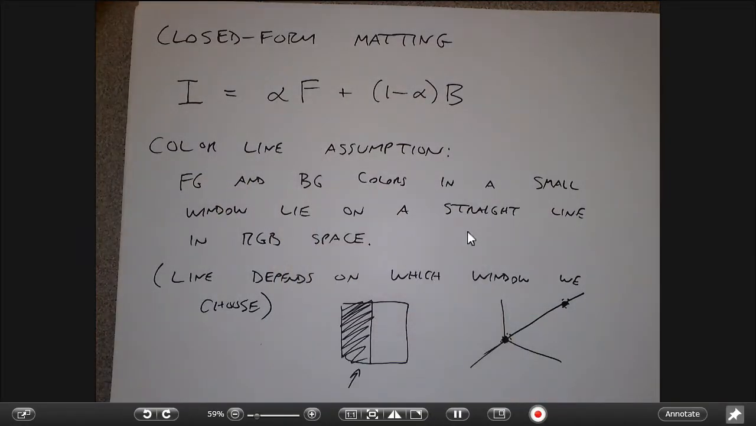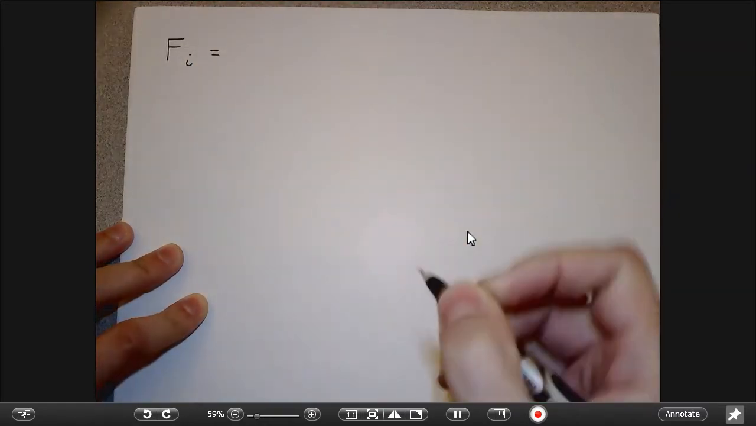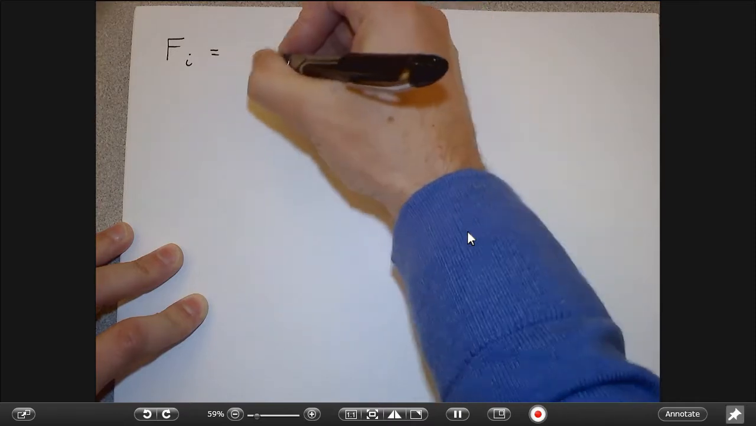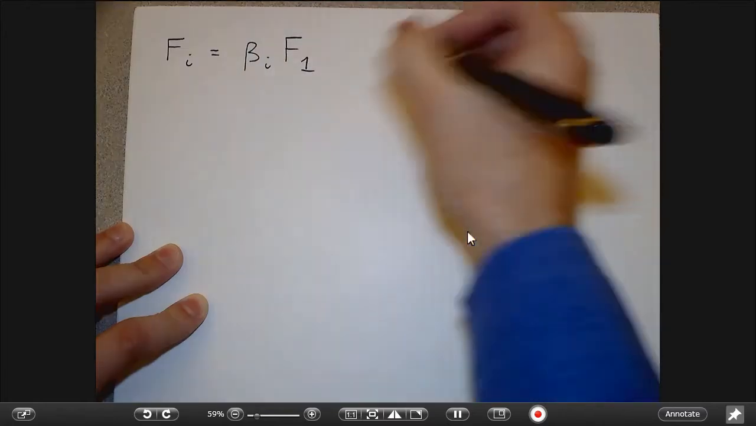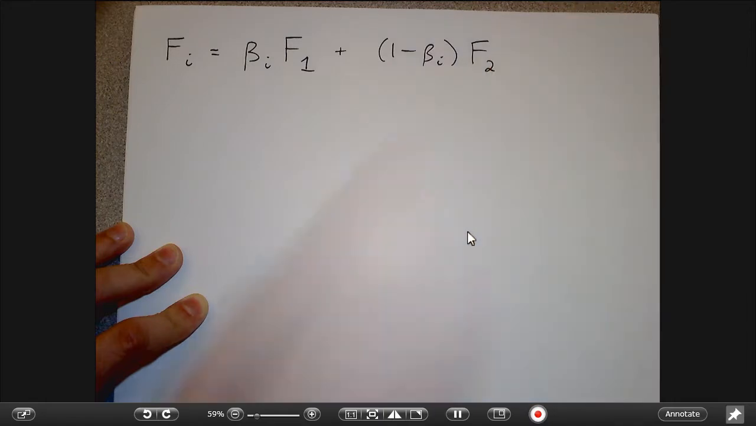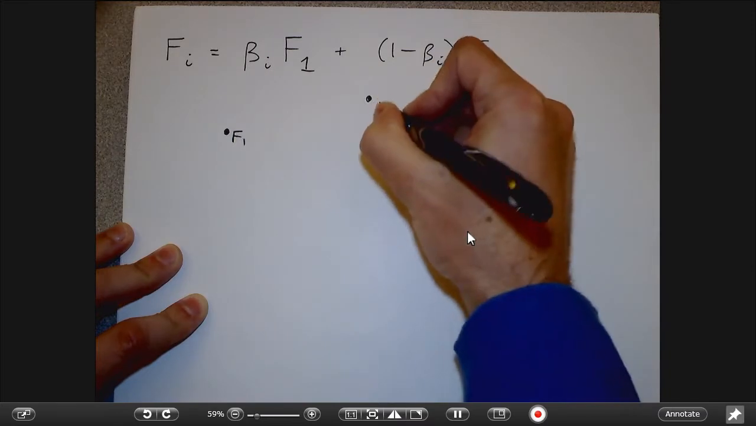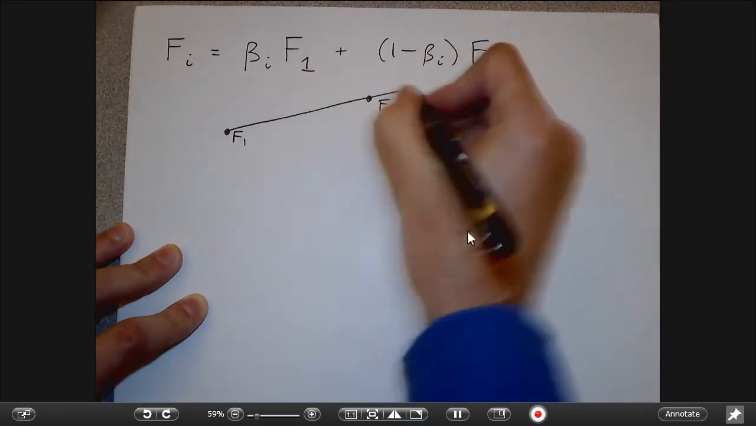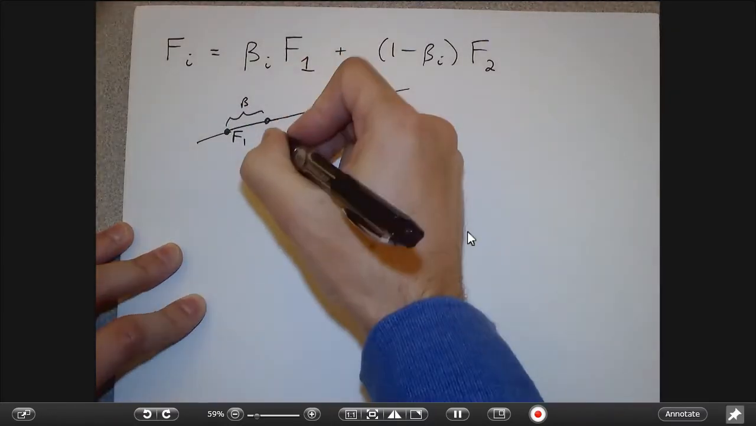Okay, so what is the meaning of this linearity assumption? Basically, mathematically, that's like saying that every foreground pixel I is some mix of some basic color foreground 1 and some other basic color foreground 2, right? That's like saying foreground 1 is this color, foreground 2 is this color, and beta tells me how far along the way I am from foreground 1 to foreground 2.